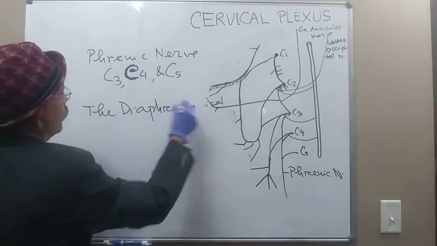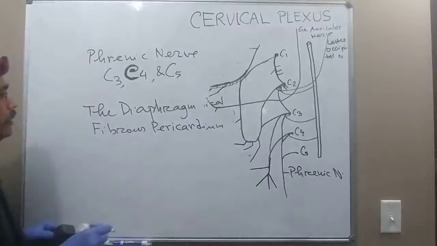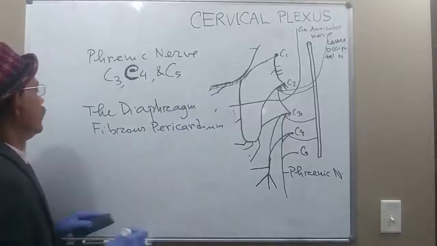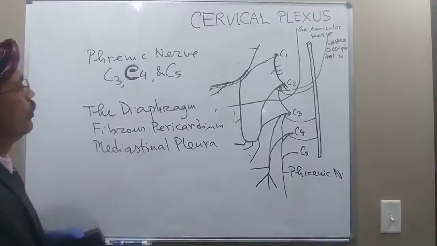The fibrous pericardium, okay, it innervates the diaphragm, the fibrous pericardium, also the mediastinal pleura. Okay, we got the area of distribution of the phrenic nerve.